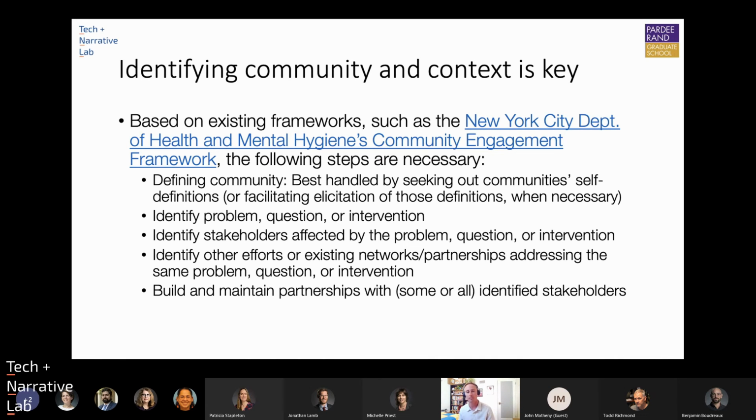We also need to identify the problem, question, or intervention. A lot of the communities that we will be engaging are really dependent on the actual topic that we're discussing, or the reasons for which we're engaging with them.